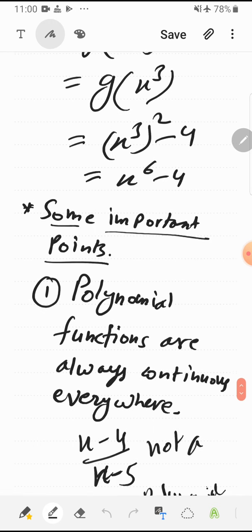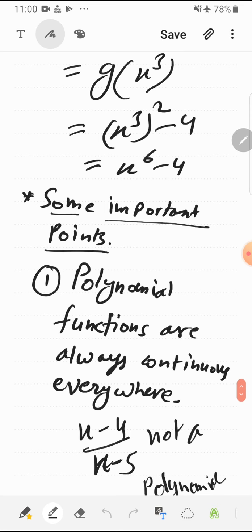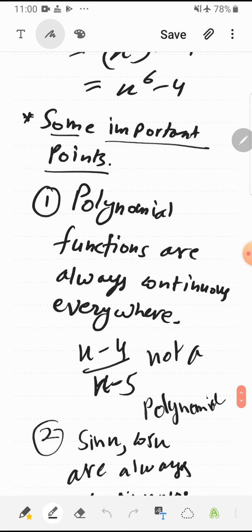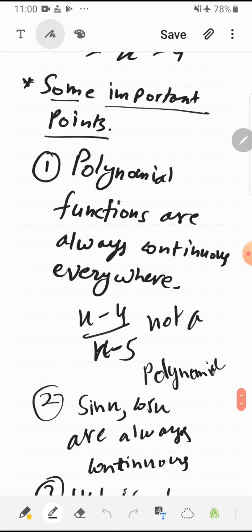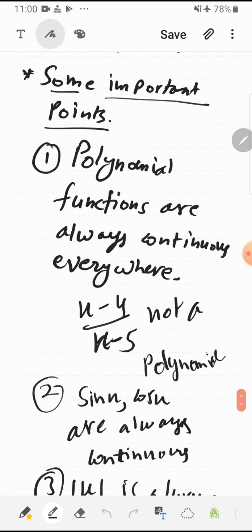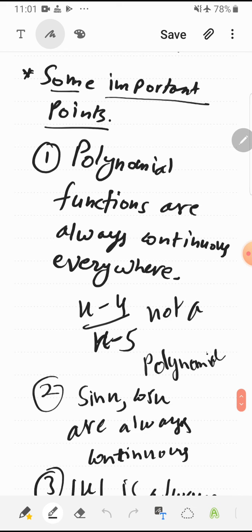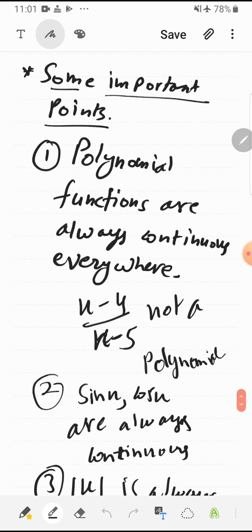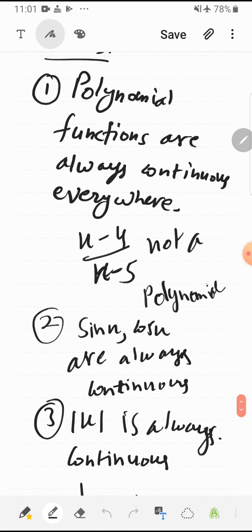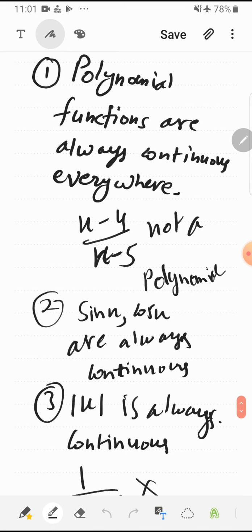But you should know what a polynomial function is. Something like x minus 4 upon x minus 5 is not a polynomial function. Then next is sin x, cos x. They are always continuous everywhere. This point should not be mixed with that: not all trigonometric functions are continuous. I am saying sin x and cos x are always continuous. Only these two. Then mod x is also continuous everywhere.